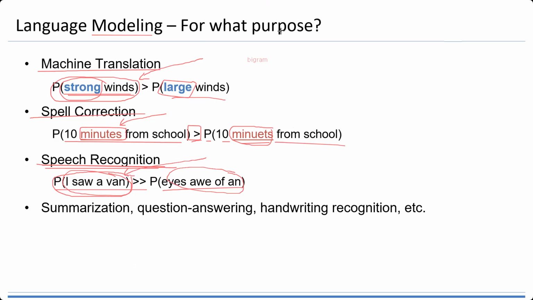And there are other kinds of purposes, for example, how to make a summary, and then how to do question answering, handwriting recognition, and so on. So language modeling can be used in many applications.